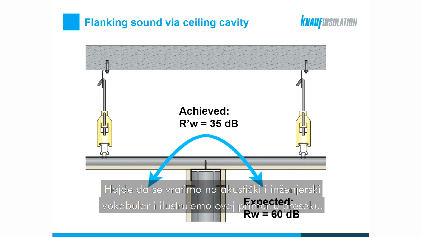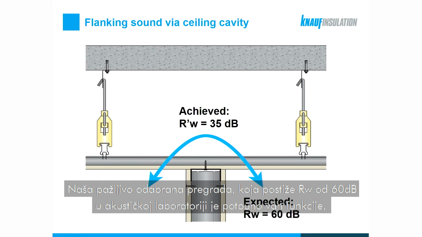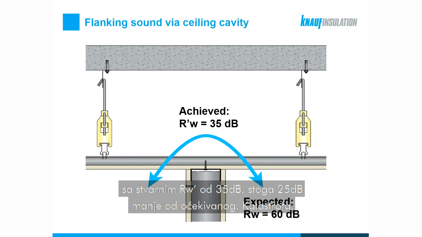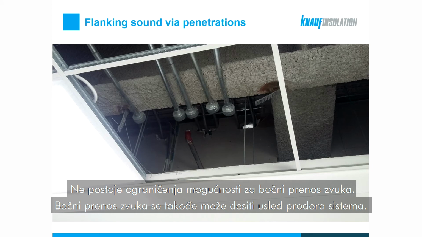But let's switch back to the acoustics and engineering vocabulary and illustrate this example in a sectional view. Here we clearly see what's the main problem with the wall. Our carefully selected partition, which achieved Rw of 60 decibels inside the acoustic laboratory, is completely out of function, because all the sound goes above the partition, through the lightweight ceiling, or maybe even a perforated ceiling. And the sound reaches the other room with the actual R'w of 35 decibels. So we have a 25 decibels lower acoustic performance than we expected. A disaster.